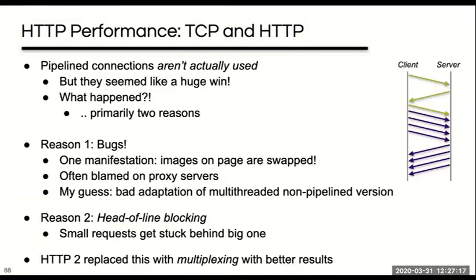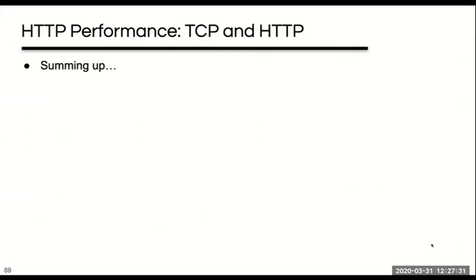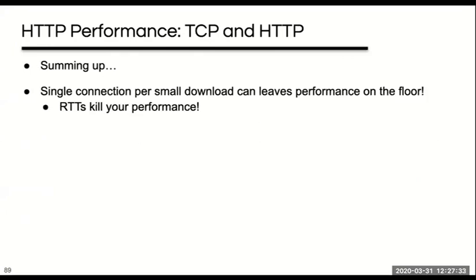HTTP2 replaced this with a technique called multiplexing, which is sort of like connections inside connections. They had much better results with this. They've improved it even further in HTTP3. So kind of summing this up, a single connection per small object will absolutely destroy the performance as RTTs dominate. And those RTTs really do add up.